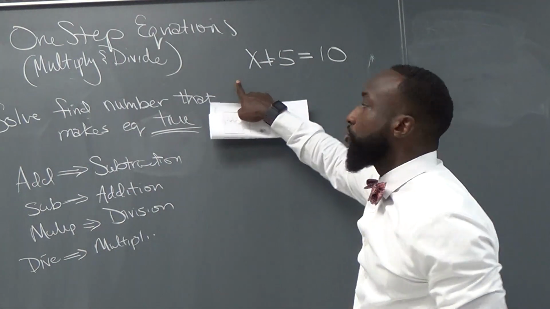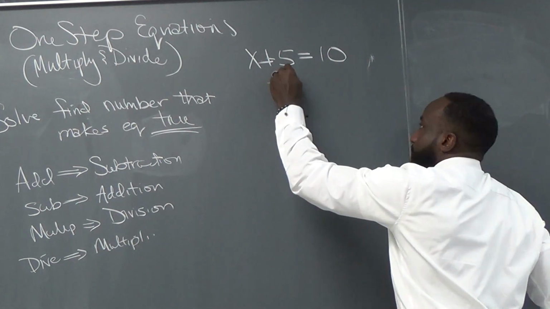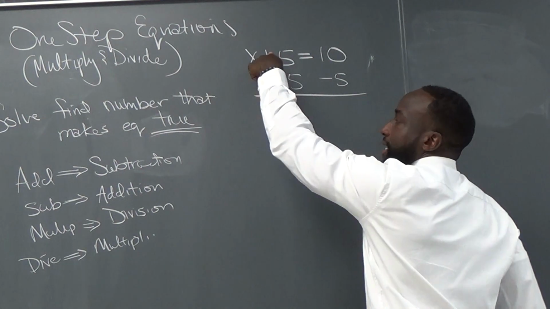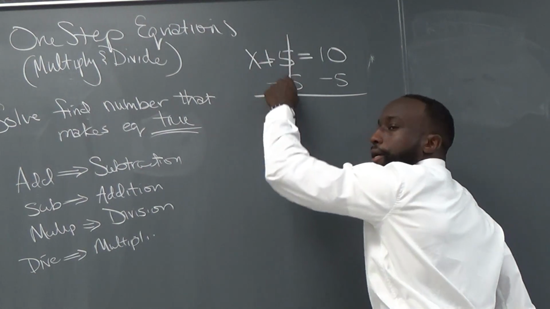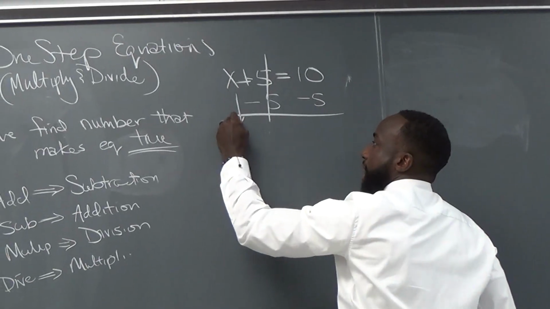To review, if we had x plus 5 equals 10, in order to solve for x, we have to do the inverse of addition, which would be what? Subtraction. So you would subtract 5 from both sides. You subtract to get this 5 to cancel out. 5 minus 5 is 0, right? So then you bring your x down.